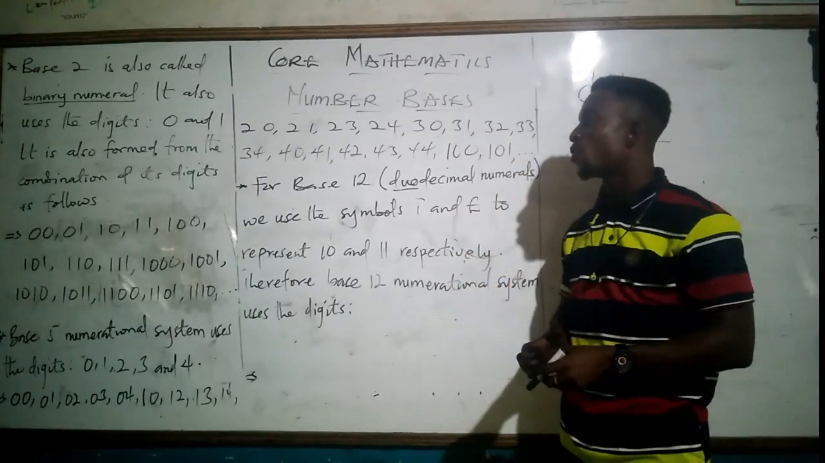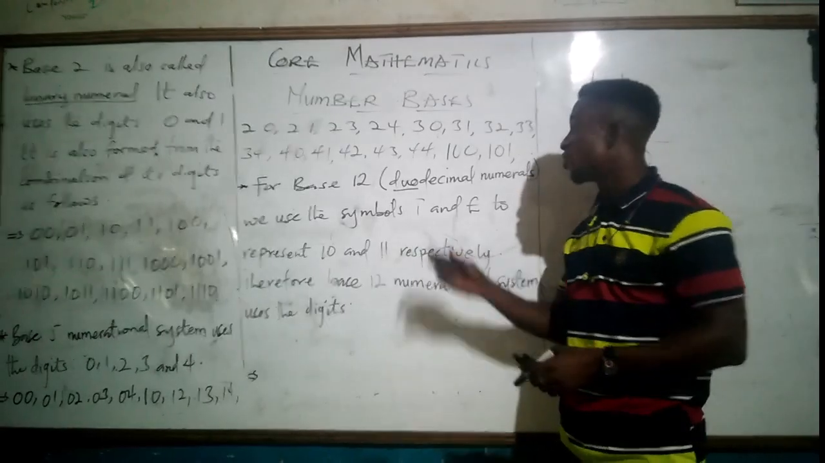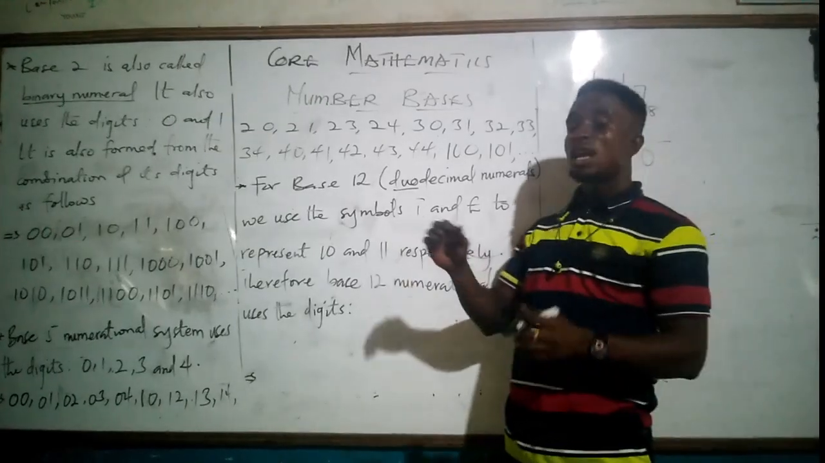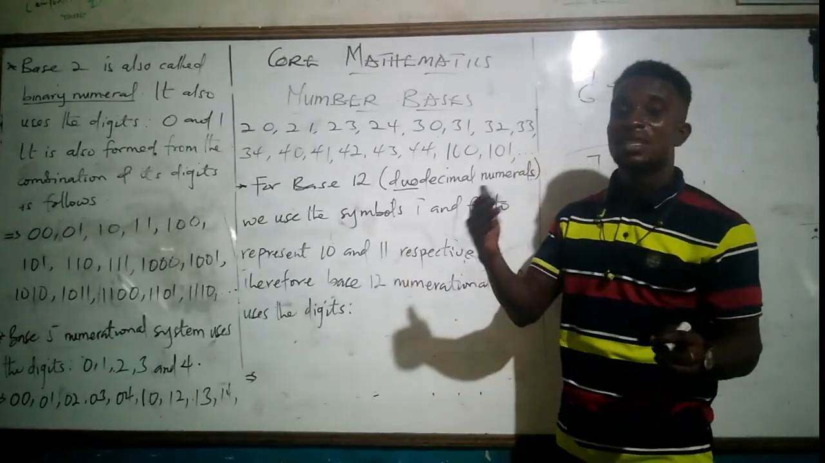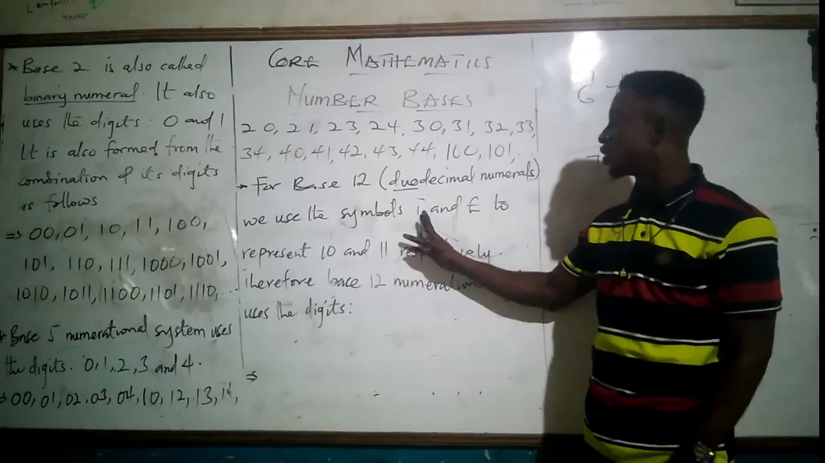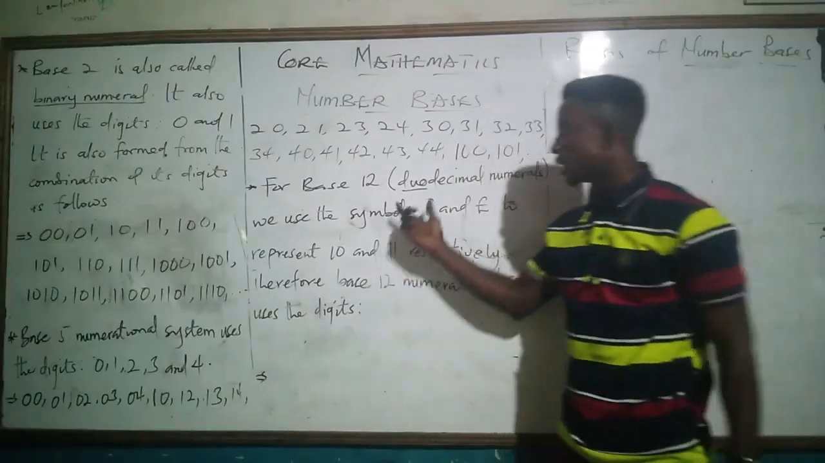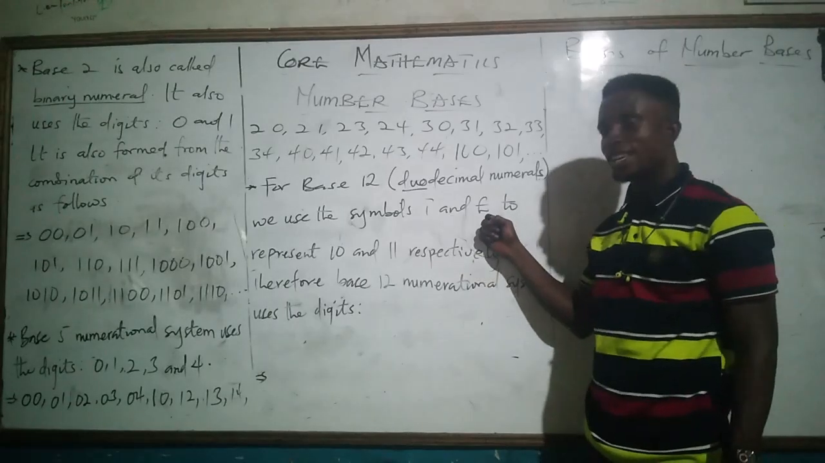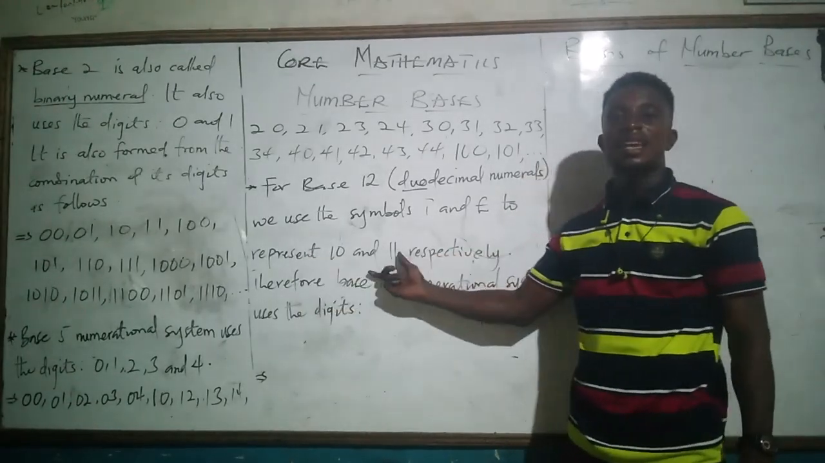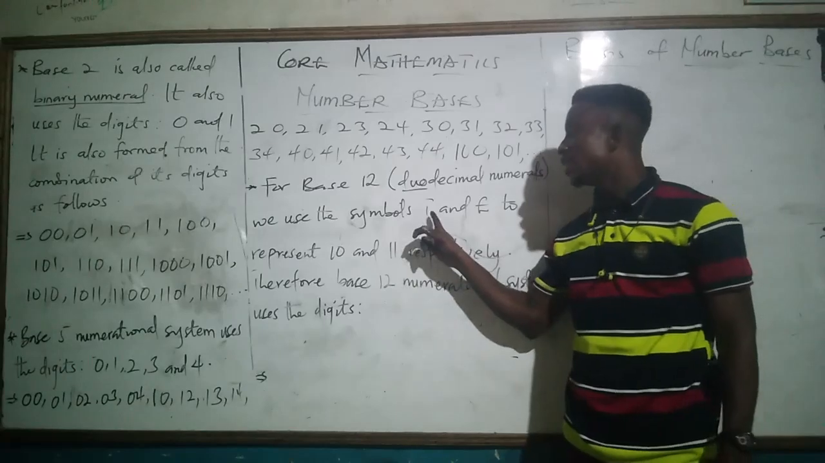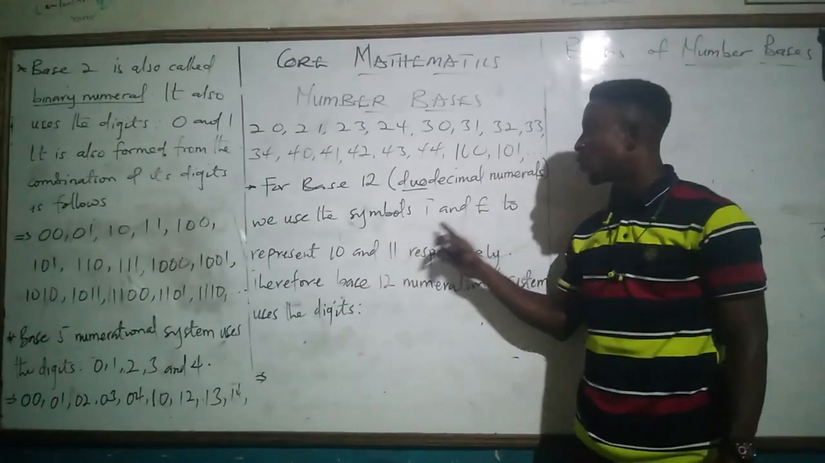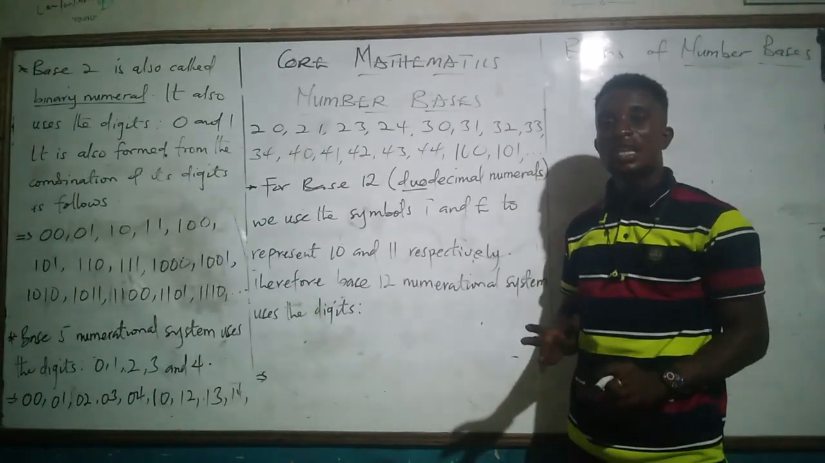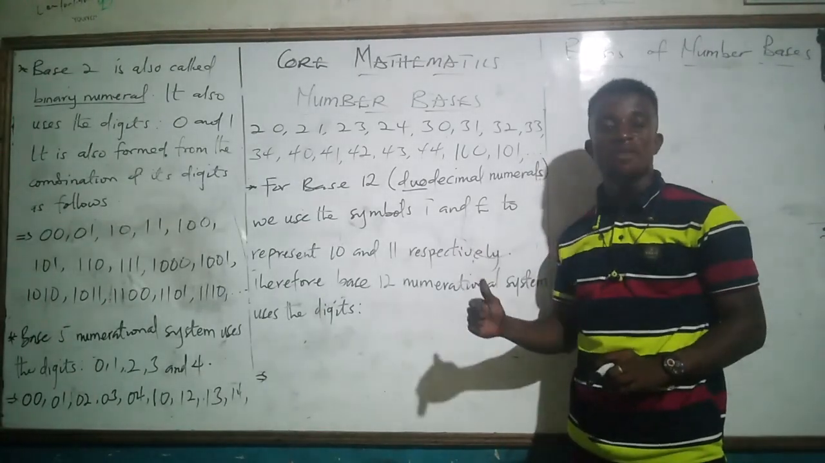So you can be asked to convert this one to duodecimal, meaning base 12. Are we getting that? Okay. The only thing we are adding to base 10 is T and E. In base 12, we use the symbols T and E to represent 10 and 11 respectively, meaning T for 10 and E for 11. So that one too has digits up to 11.